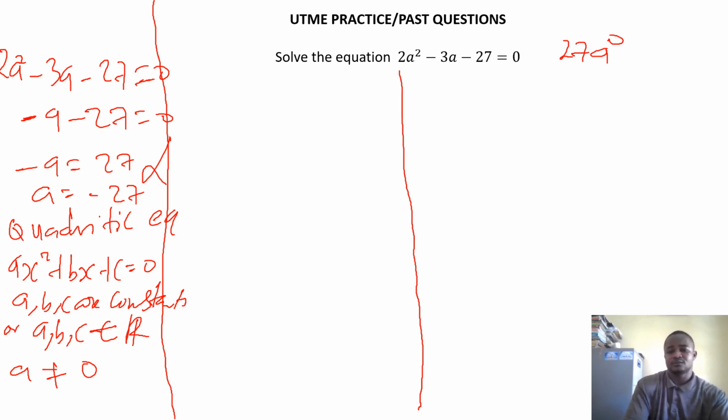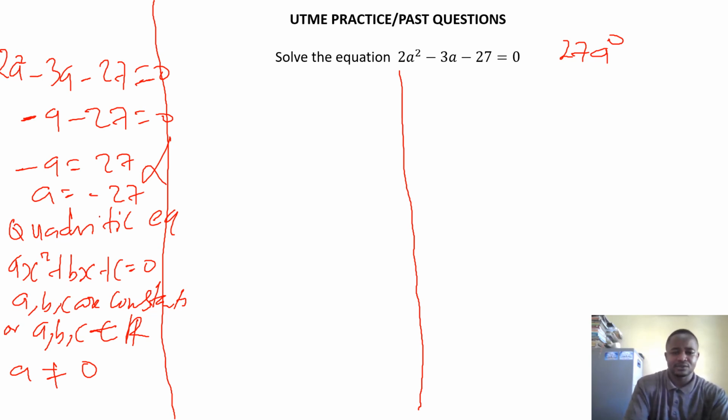Now, how do we solve a quadratic equation? There are many ways of solving it. We have the factorization method, we have the completing the square method, we have the graphical method, and we also have the quadratic formula method. But for the sake of the exams we are preparing for, we are going to be using only two methods. We have the factorization method and also the quadratic formula method.